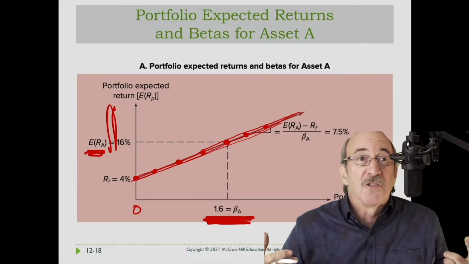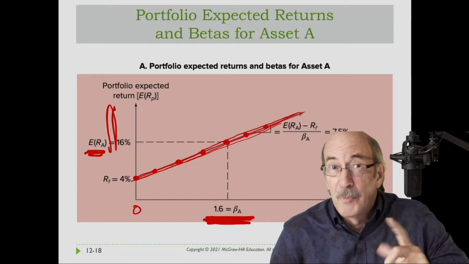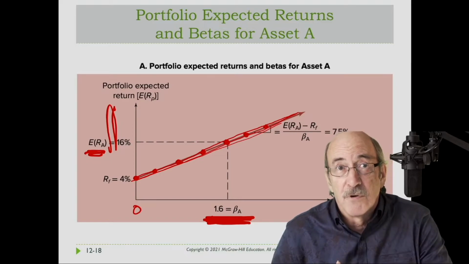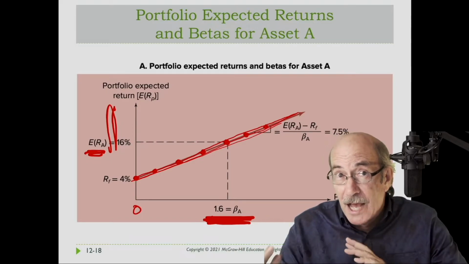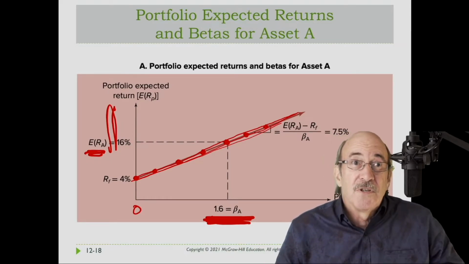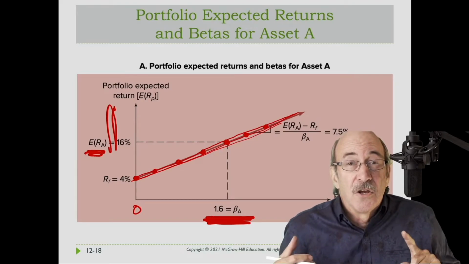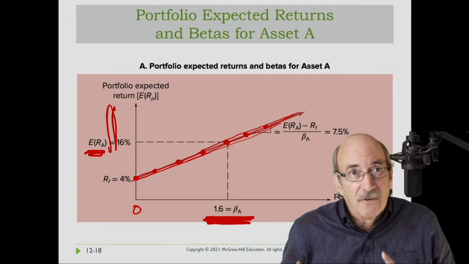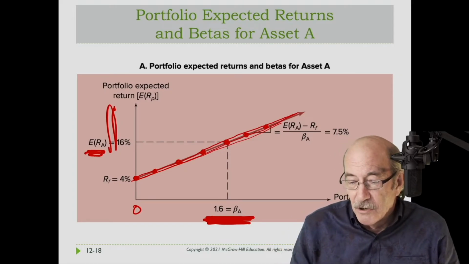The reason this is linear, remember when we plotted a bond and a stock, or a U.S. stock with a foreign stock, we get that nonlinear thing going on? The reason this is linear is that there is 0 correlation with the risk-free asset. So that's always going to plot linearly.